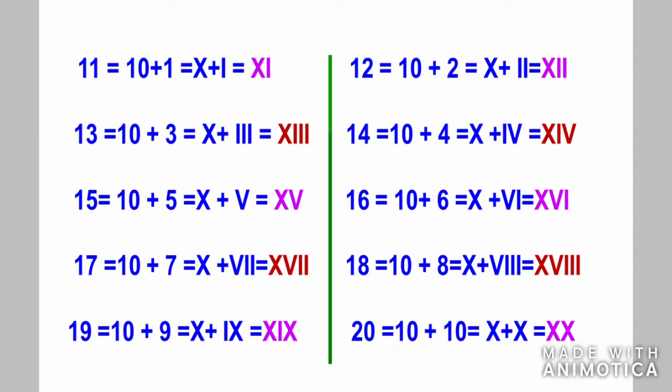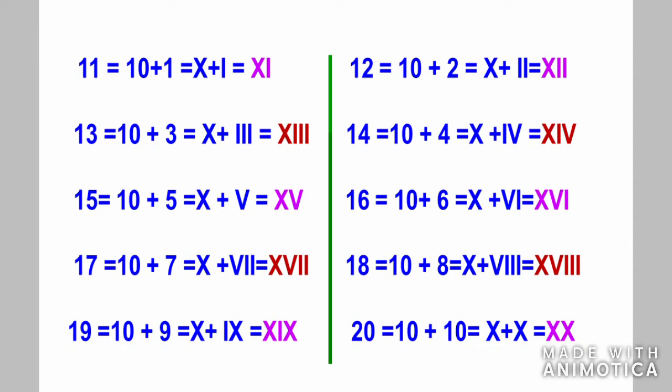12 is equal to 10 plus 2, is equal to X plus II, is equal to XII. 13 is equal to 10 plus 3, is equal to XIII. 14 is equal to 10 plus 4, is equal to X plus IV, is equal to XIV. 15 is equal to 10 plus 5, is equal to XV. 16 is equal to 10 plus 6, is equal to X plus VI, is equal to XVI. 17 is equal to 10 plus 7, is equal to XVII.